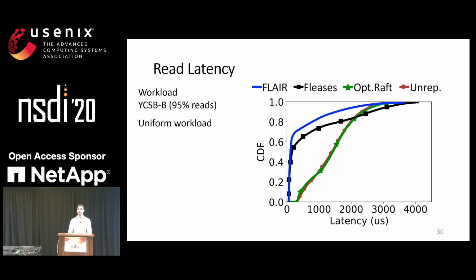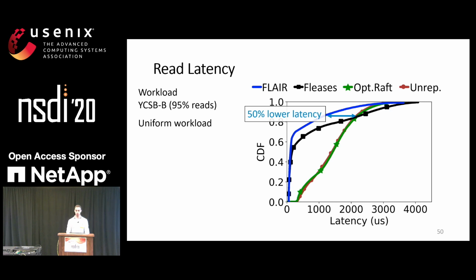And this is the read latency for FLAIR. As you can see, FLAIR achieves better latency than all of the other systems because it utilizes the followers as well as it doesn't have complicated lease management protocols. FLAIR achieves up to 50% lower latency than FLAIRs. And this is kind of fascinating.